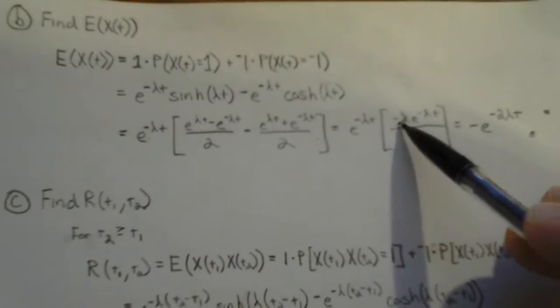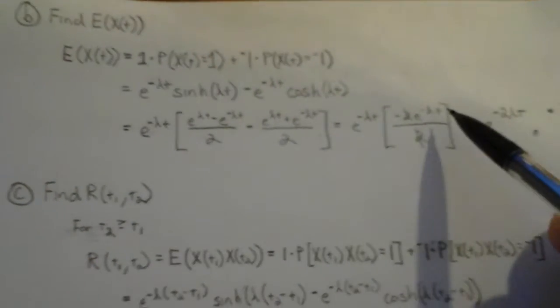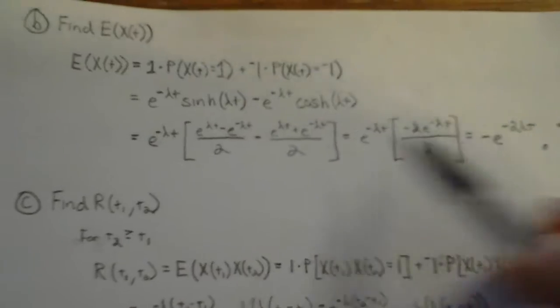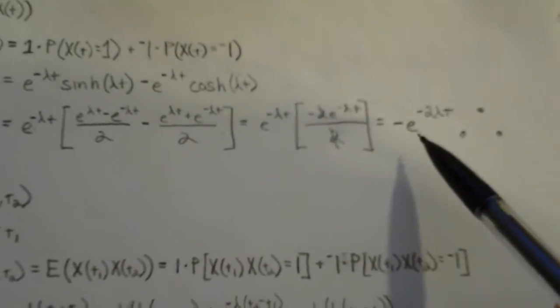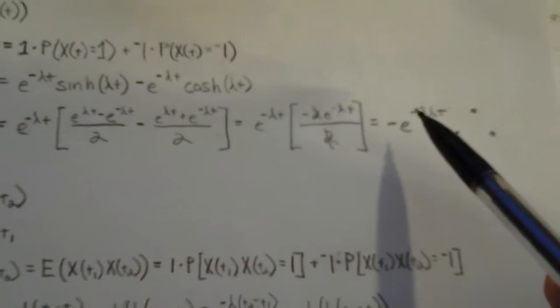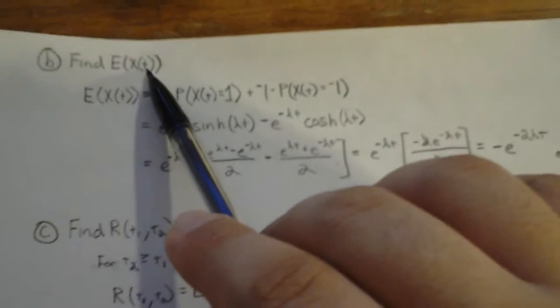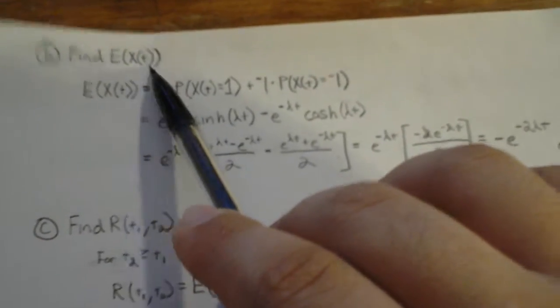We end up with a negative 2e to the negative lambda t over 2. The 2's cancel out, and our final answer is going to be negative e to the negative 2 lambda t. So that's the answer for our expected value of x in terms of t.